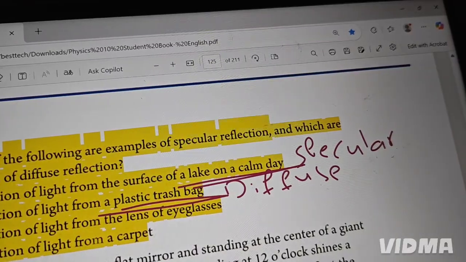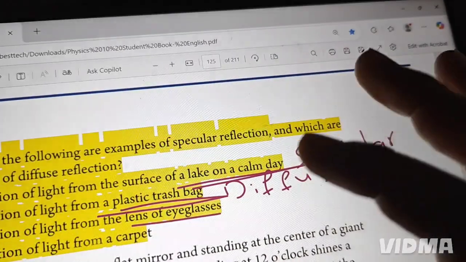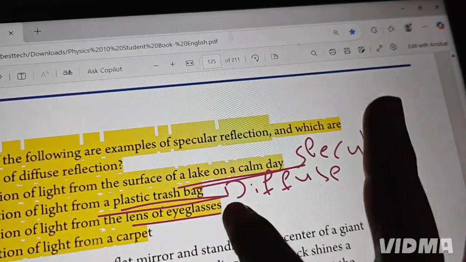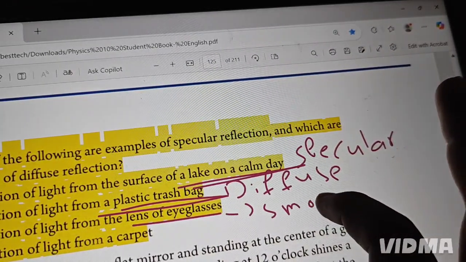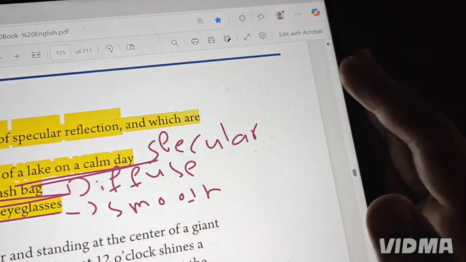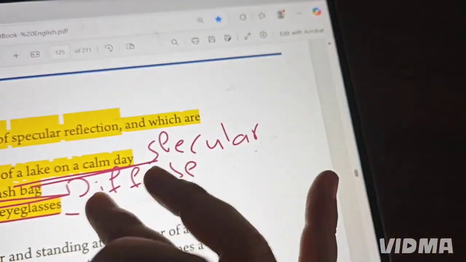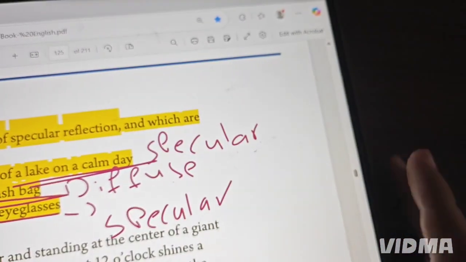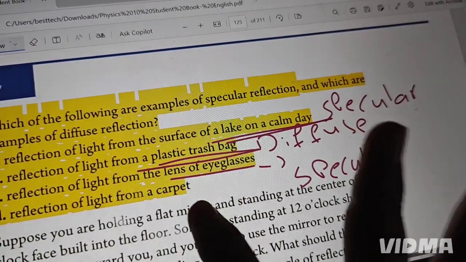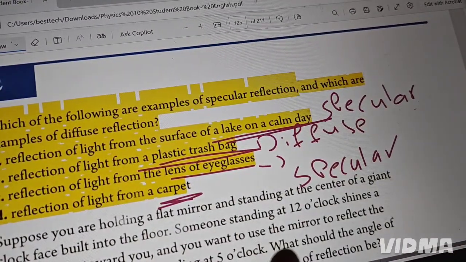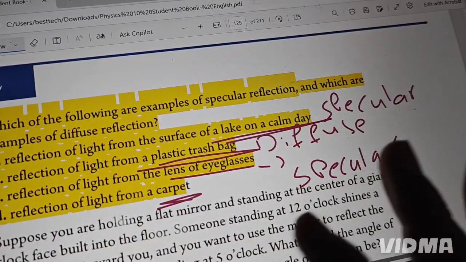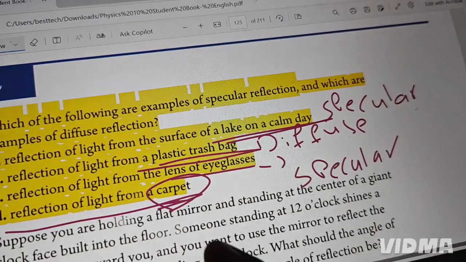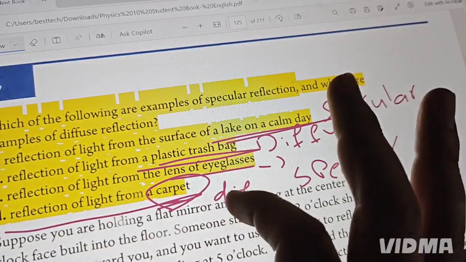And the reflection of light from a lens, or a mirror, or the eyeglasses that you are wearing. There is a lens inside them, and the lens is smooth, so it is specular. The last one, reflection of light from the carpet. The carpet surface is rough, so the reflection of light is, of course, diffuse.